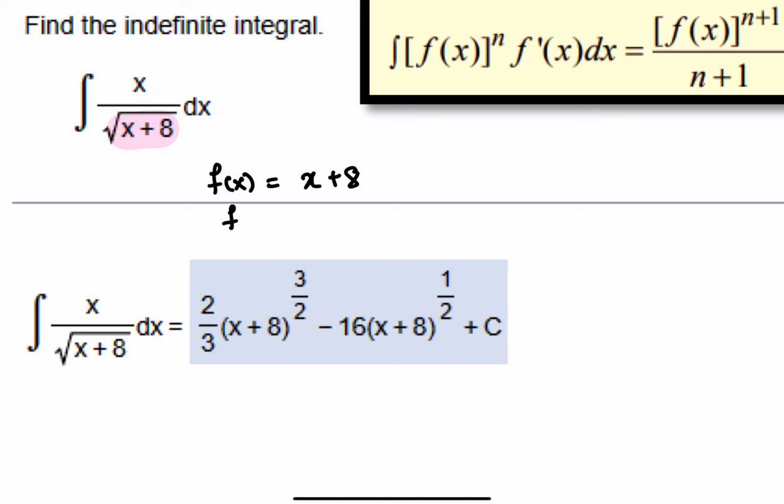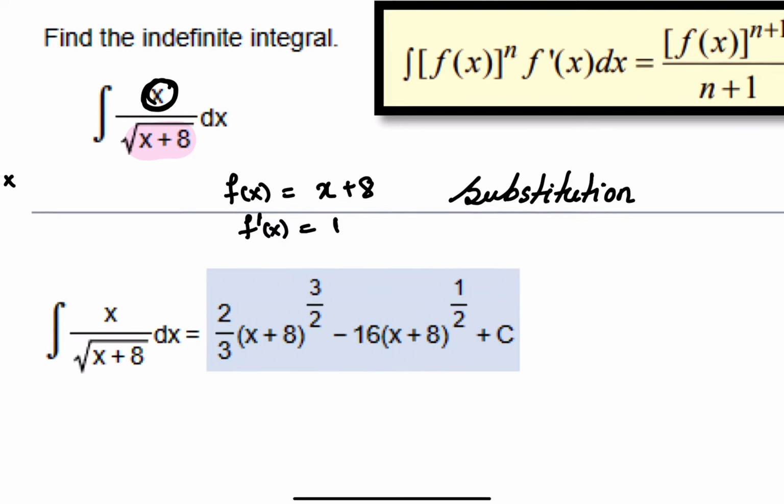And what's my derivative? Derivative of x is 1. That's it. Oh, but wait a minute. I have this extra x here. What am I going to do with it? That's when you know you will be using substitution. When you have extra terms, you will substitute them, or you will rearrange the terms so that you don't have that extra term. And let me show you how.